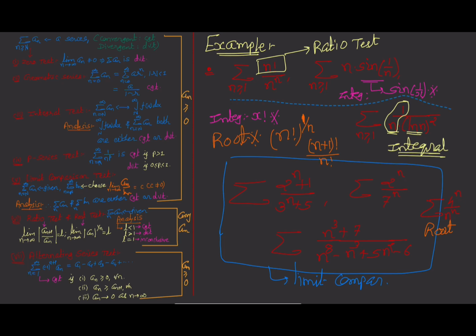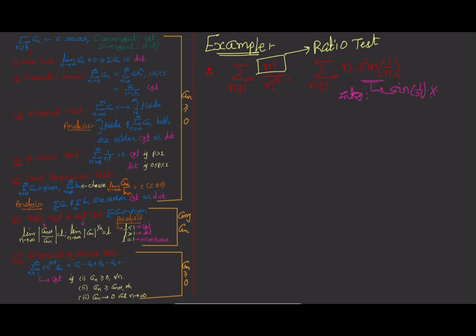So what we do in these kinds of examples, we try to check with the zero test first. Let us see what is happening with the zero test. In this particular example, what is my a n? a n is n into sine 1 upon n. This can be represented by sine 1 upon n divided by 1 upon n. Therefore, limit n tends to infinity a n is equal to limit n tends to infinity sine 1 upon n divided by 1 upon n.